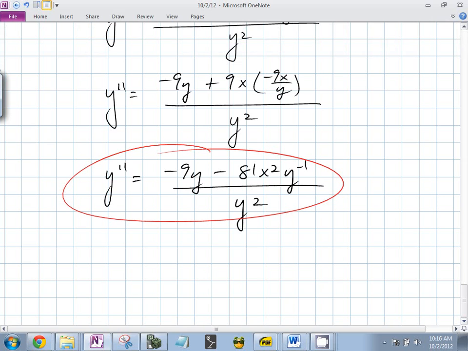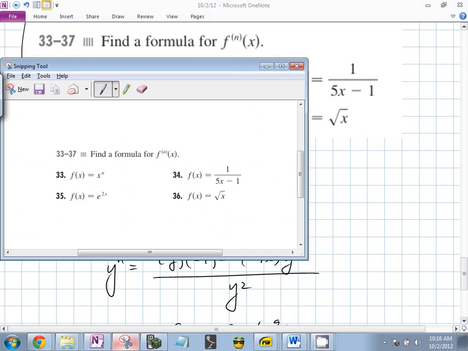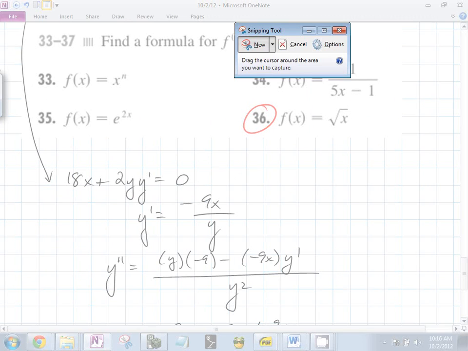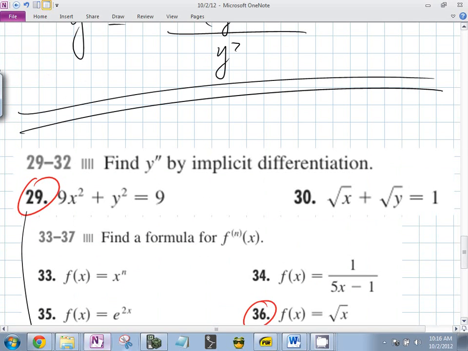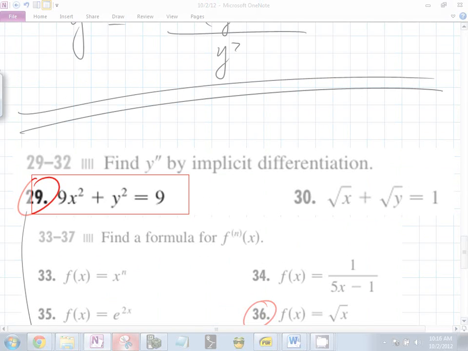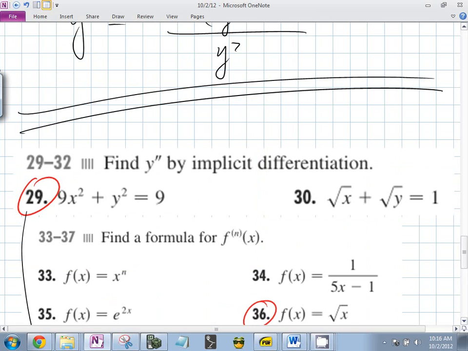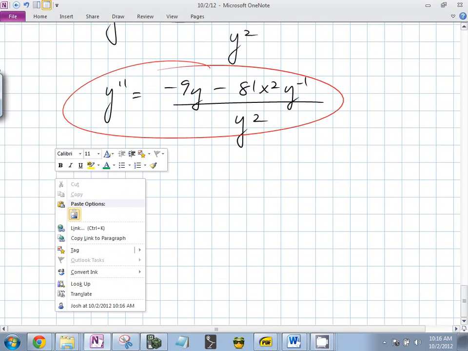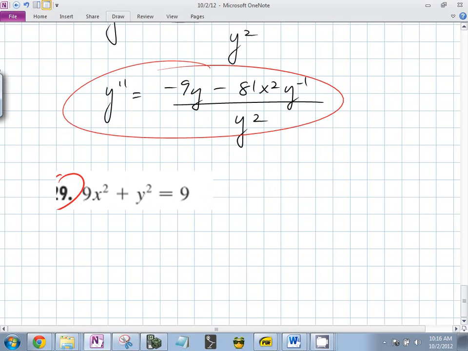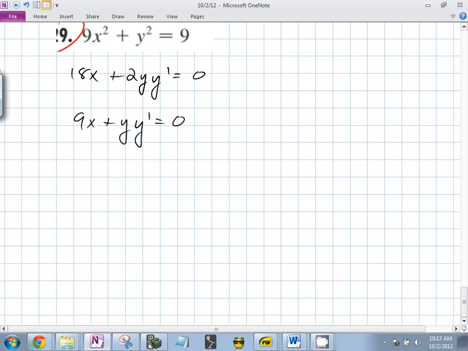Let me show you one different way to think about this. Another way to think about this is you do the first derivative exactly like you did before. You get 18x plus 2y, y prime is equal to what? 0. 9x plus y prime is equal to 0. What did I do to get from the last line to that one? Divide by 2.